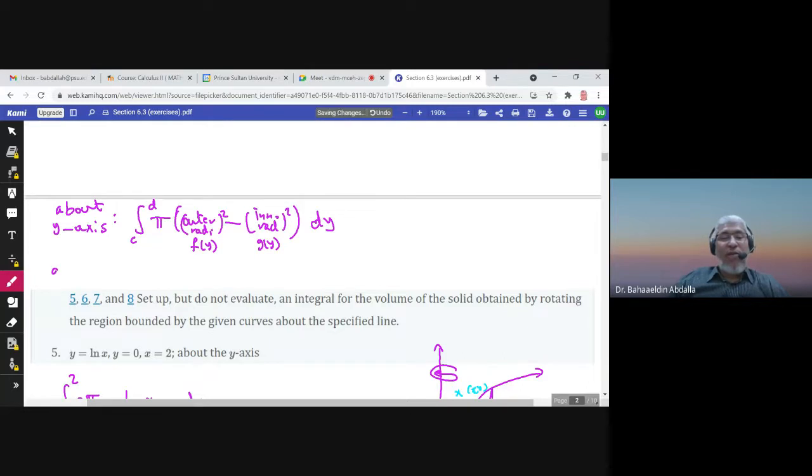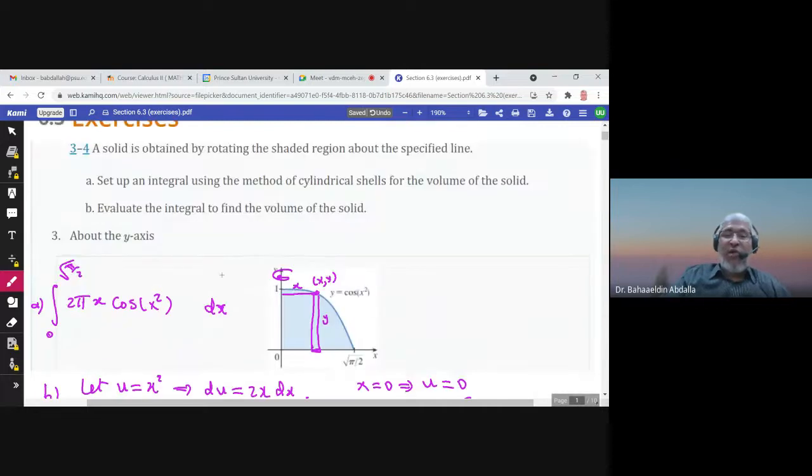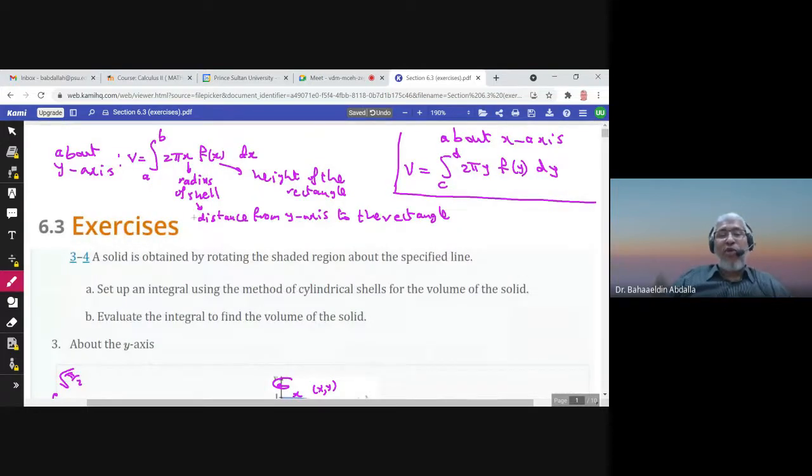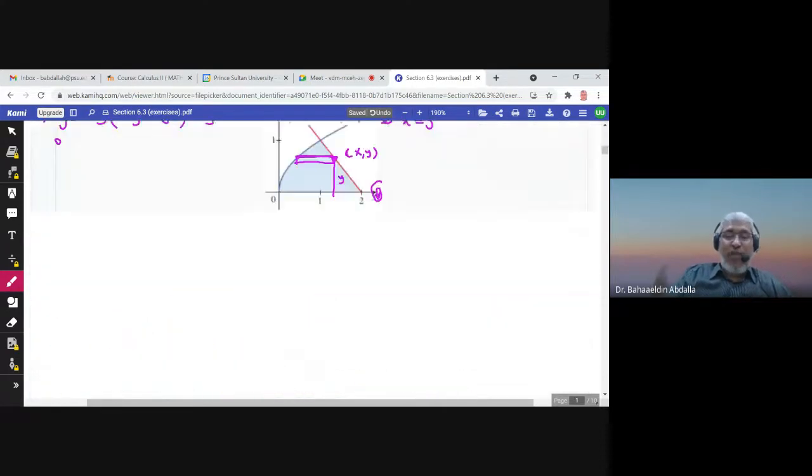Here the outer radius will be a function of y and the inner radius would be a function of y. While about the x-axis, the integral would be with respect to x, from a to b of pi times the outer radius, which is f of x squared, minus the inner radius, which is g of x squared. So notice that with disk and washer, about the y-axis it is with respect to y, about the x-axis with respect to x, while when we use cylindrical shells, it is the opposite. About the y-axis x, about the x-axis y.